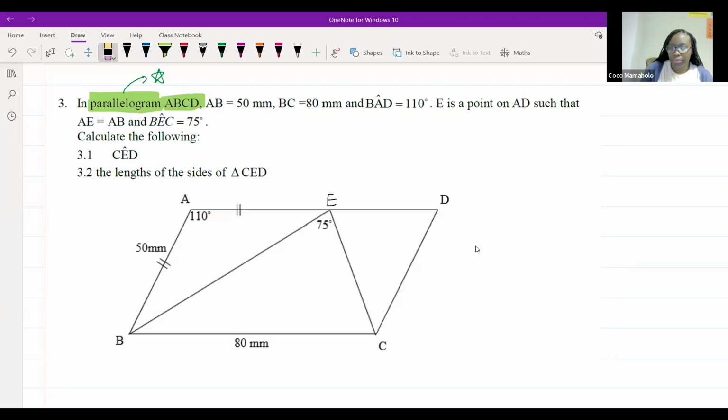Because they've broken it up into triangles, which triangle has the most information? Correct, Kat. Triangle ABE has the most information. They've told us that this side is equal to 50 millimeters, and this one is also equal to 50 millimeters. How does ma'am know this? Because these two lines tell me that they're equal to each other.